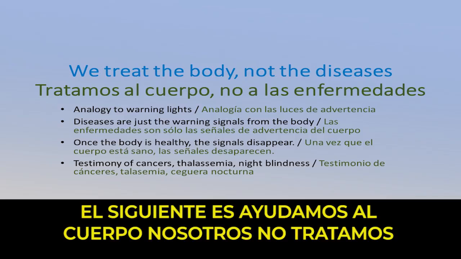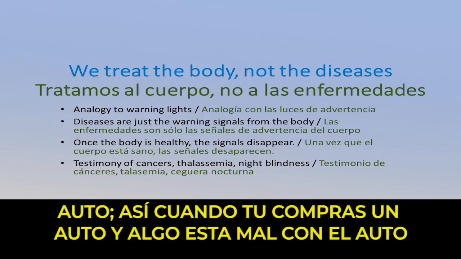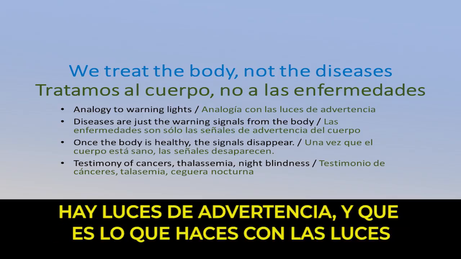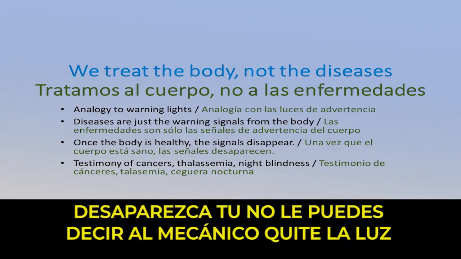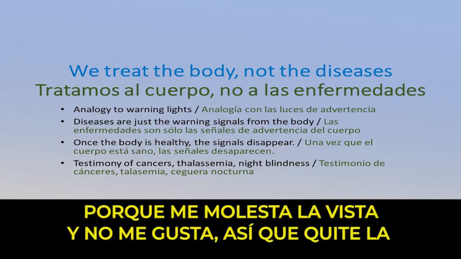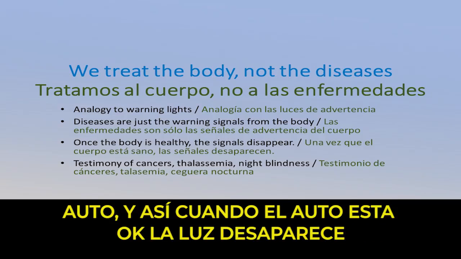Now, the next rule is we treat the body. We do not treat the disease. This is an analogy to the warning lights in your car. When you buy a car, sometimes there's something wrong with the car, so there are some warning lights. What are you going to do with the warning lights? You need to send the car to the mechanic to repair it so that the warning light disappears. You cannot say to the mechanic, remove the light, the light is hurting my eye. You cannot do that. So you have to repair the car. When the car is okay, the light is gone.